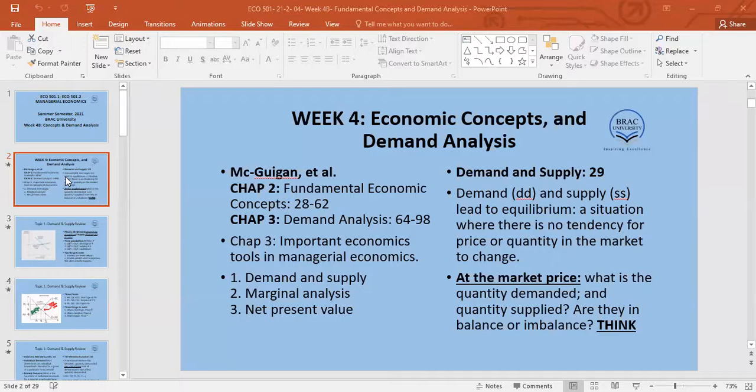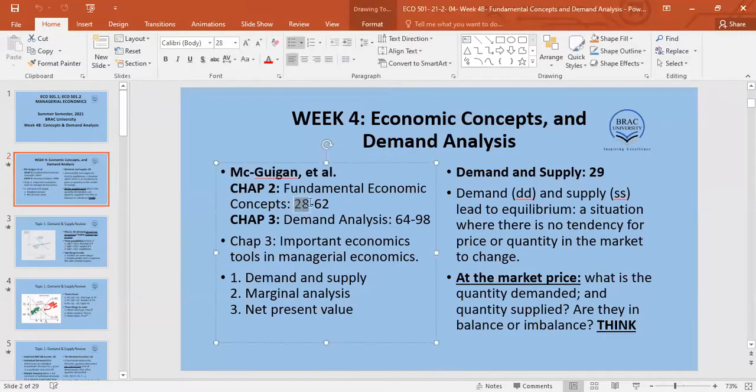The reference of 4A was Stiglitz and Walsh. The reference of this one is chapter 2 of McGuigan, chapter 3 of McGuigan. We are not definitely going to cover 28 to 62 or 64 to 98, but the page numbers are over here, so you can look at the slides and read the text over there.